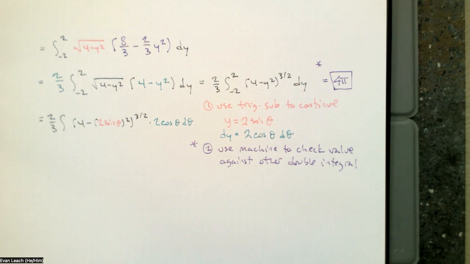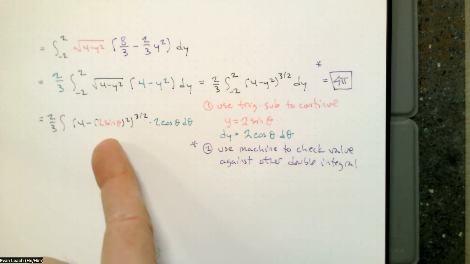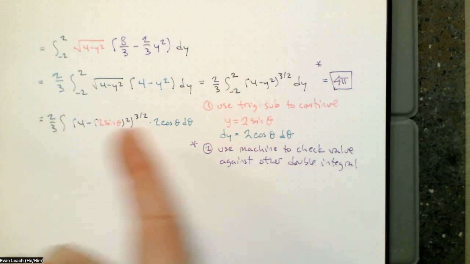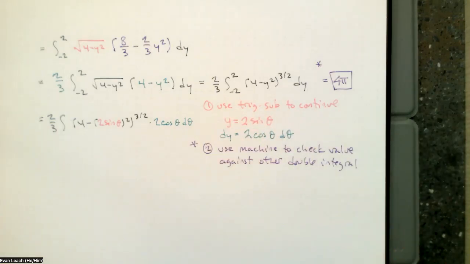I like to have reminders of how trig sub works, mainly because we all come from different backgrounds. I don't know how you get along with trigonometric substitution. The whole reason behind picking sine for this is we had a 4 minus y squared. That's going to take 4 minus sine squared, using the fact that 1 minus sine squared is cosine squared. So this trigonometric substitution is to take these two terms and pull them into one term.